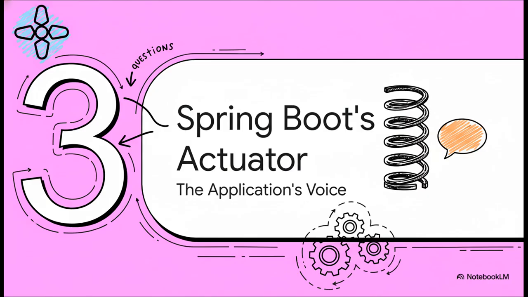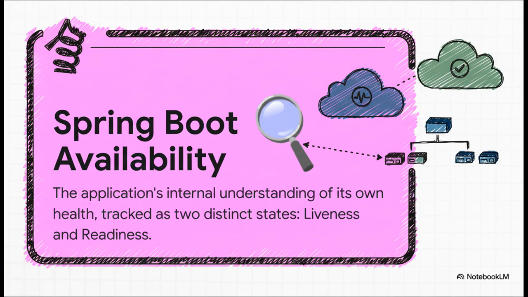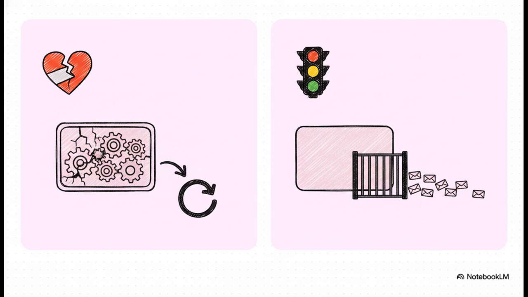Well, it all comes down to the actuator module, which is basically our application's internal voice. See, since Spring Boot 2.3, the whole idea of health got a major upgrade. It's not just a simple up or down anymore. The framework introduced what it calls availability states, which gives our app a much more nuanced understanding of its own health. And wouldn't you know it, it tracks 2 separate states, liveness and readiness. Sound familiar? And the distinction here is absolutely key.